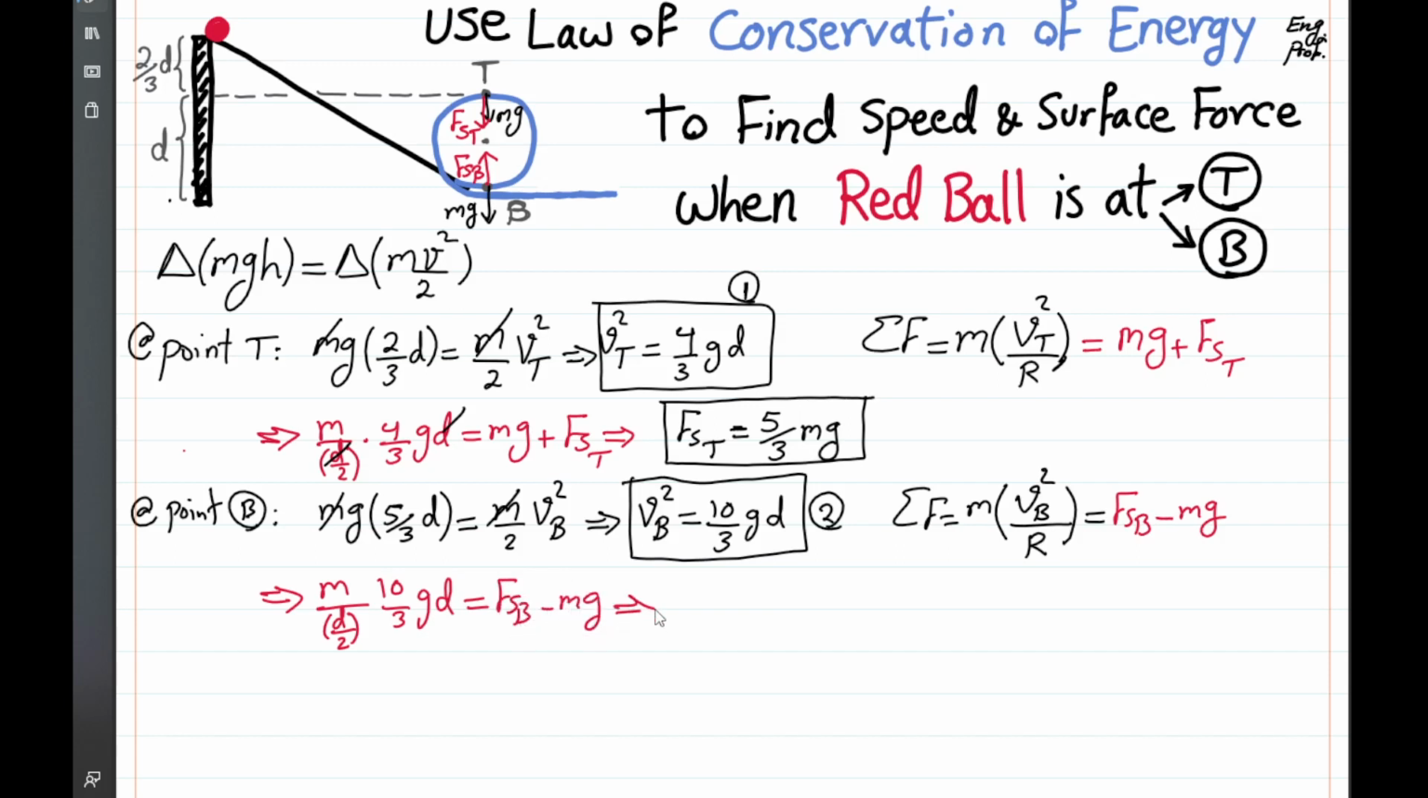So what I get is Fs at the bottom is equal to mg plus this one, and as you can see, m stays, d cancels out with d, and it becomes 20 over 3 mg plus mg. So it becomes 23 over 3 mg.